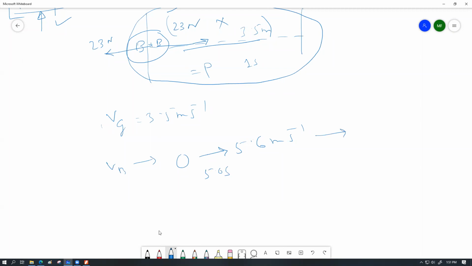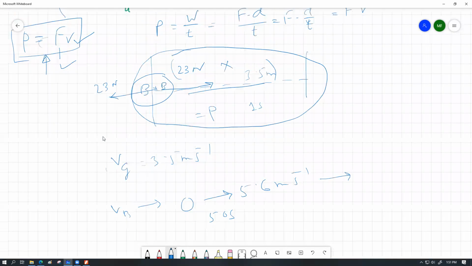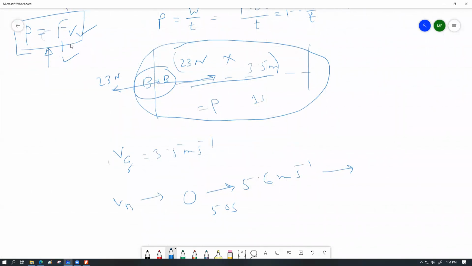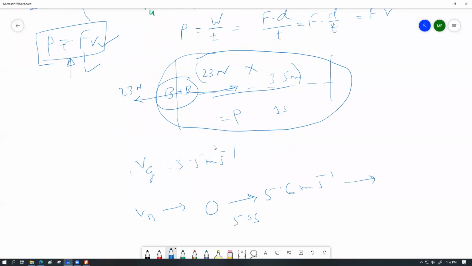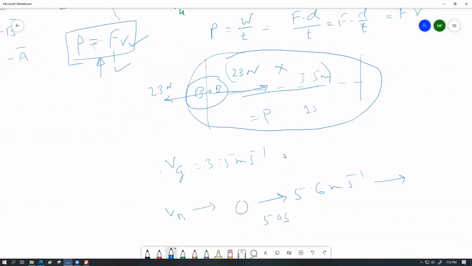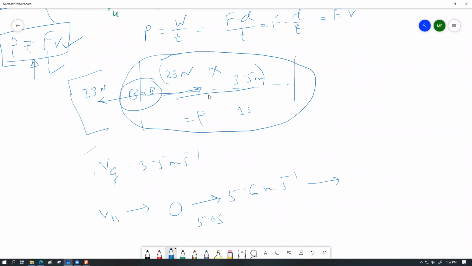So the instantaneous power of the boy when his speed was 3.5 meters per second would also be the product of these two things. But it should be more. Shouldn't it be more? It should be more. Why? Because when the boy was at 3.5 meters per second, he didn't stop. He was accelerating. So all this calculation that I showed is not complete. I really did not read the question properly, and that's why I was giving you this wrong information. So I'll tell you what is happening.